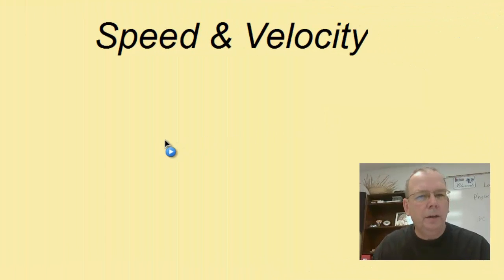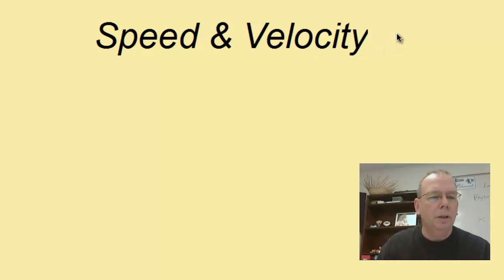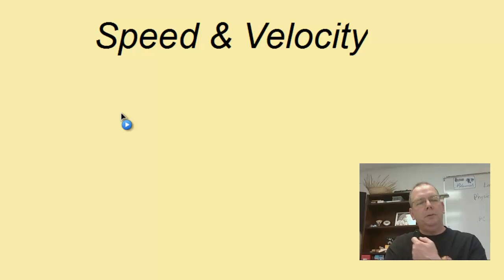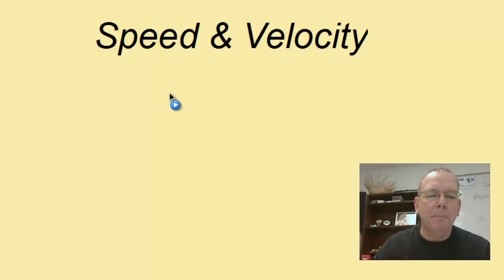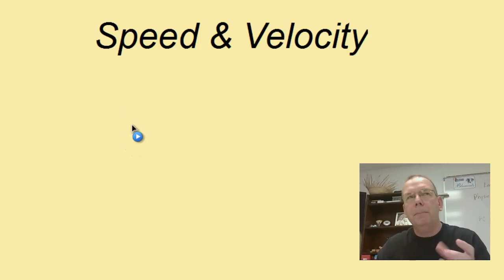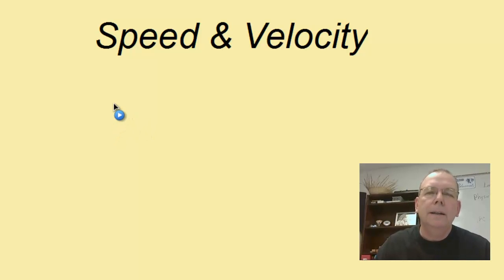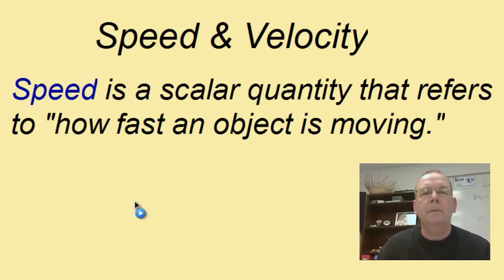All right, as we continue to explore the language of kinematics and motion, I've got two other vocabulary words we need to talk about. Let's talk about speed and velocity. Just like distance and displacement have distinctly different meanings, although they mean similar things, that's the same story with speed and velocity. Speed is a scalar quantity, and it just refers to how fast an object is moving.